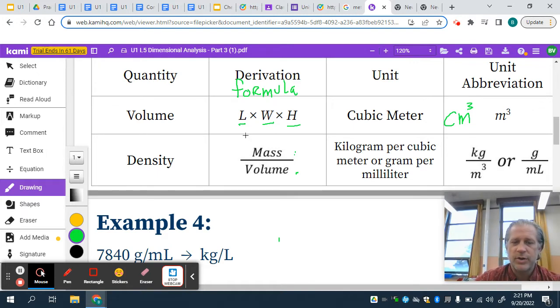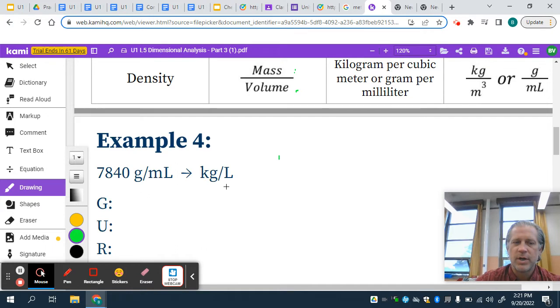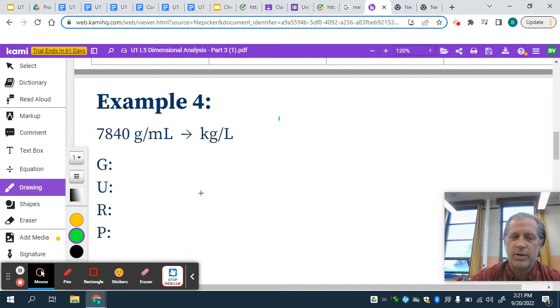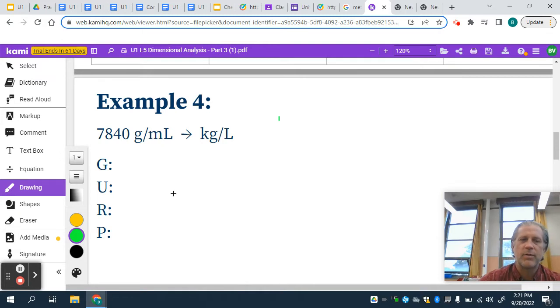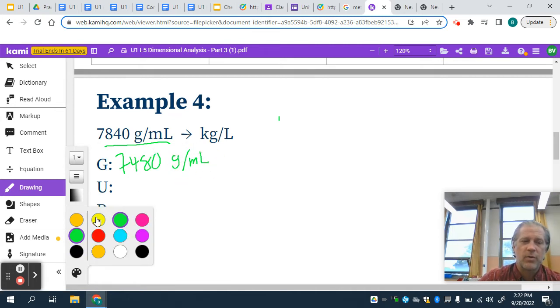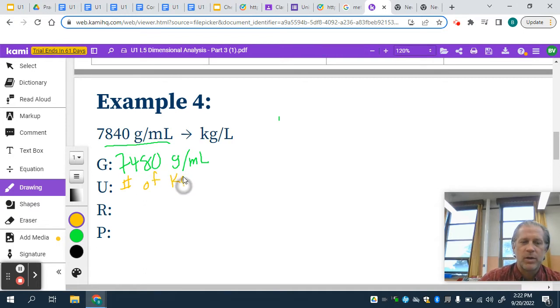Now, the first thing that you're going to be asked to be able to do is to convert from one derived unit to another derived unit. So here's an example of one that you will see in your note sheet. Just like we've done before, we are going to take our given, which is 7,480, and it's grams per milliliter. And then our unknown here is going to be number of, in this case, kilograms per liter. So it's this part right here.